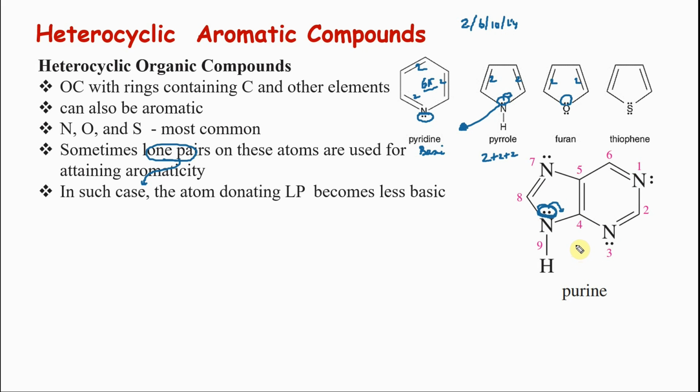Now we can actually talk about an important point here. If it donates the lone pair, it is less basic. So nitrogens 7, 1 and 3 are basic or more basic, because that lone pair is not needed. The lone pair on nitrogen 9 is used for resonance, so nitrogen 9 is going to be less basic. They might give you A, B, C, D and ask which is the most basic. Don't worry about that part now. It will become clear to you when we actually see inductive and resonance effect.